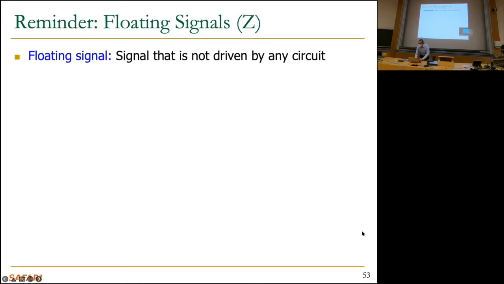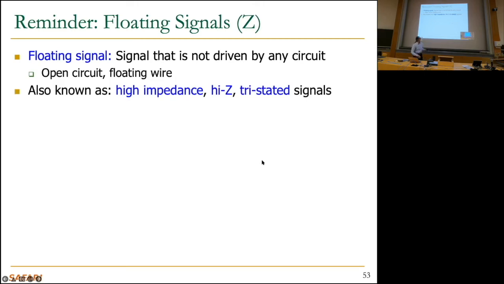Okay, a floating signal is a signal. Remember, this is a slide that we saw before, actually. This is a signal that's not driven by any circuits, right? And we've seen this when we talked about tri-state buffers, for example. Open circuit or floating wire. This is also known as high impedance or high Z or tri-stated signals.